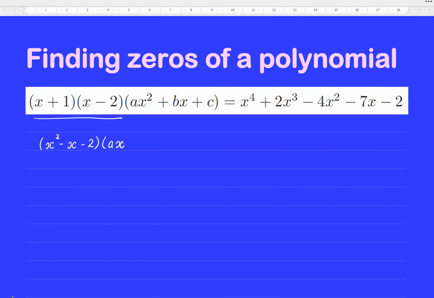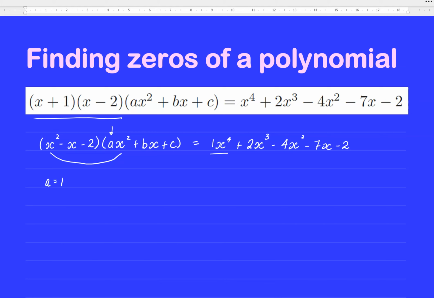So now we've got ax squared plus bx plus c. And now it becomes a simple matter. Right, so now we want to get our a value, and we can get that by saying the only way we can get this x to the 4 is to say x squared times ax squared, and because there's a 1 there, we can say straight away, well, a must be 1.